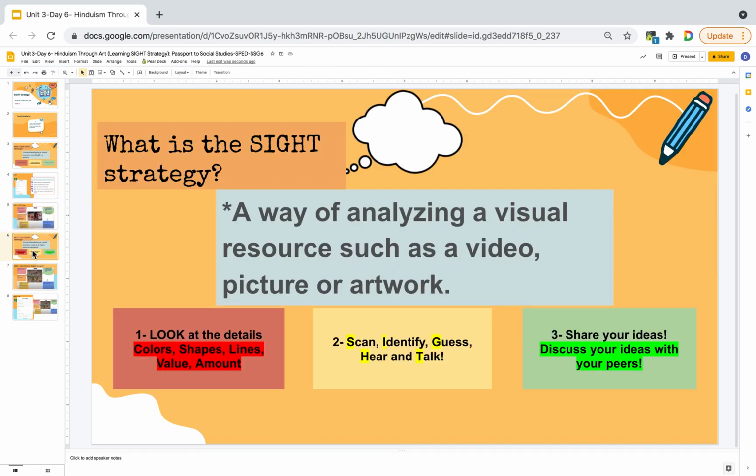So again, when we use the SIGHT strategy, we look at all the details: colors, shapes, lines, amount, objects, people. Then we scan, identify, guess, hear, and talk. And finally, we share our ideas by discussing our ideas with our peers.